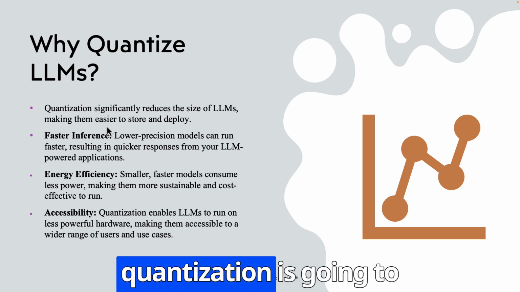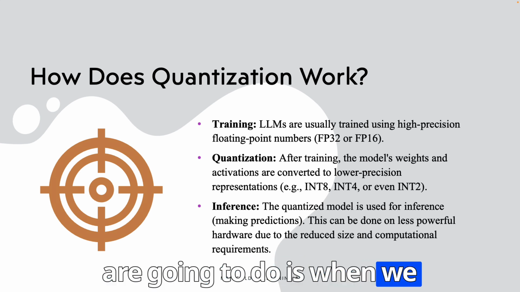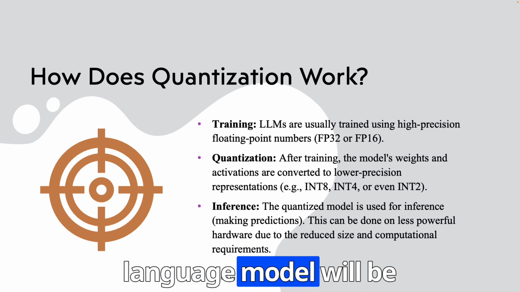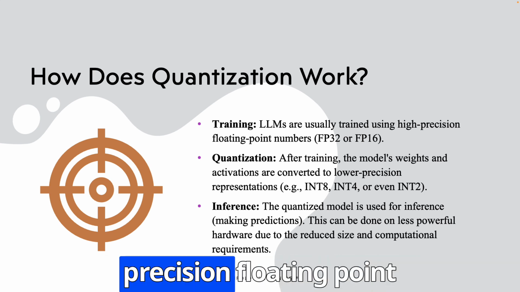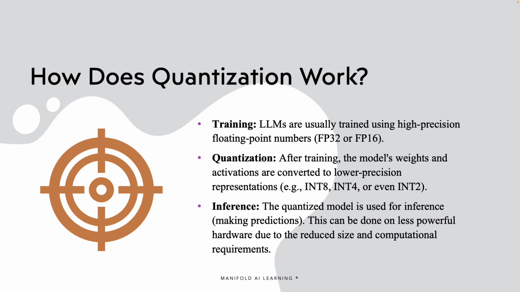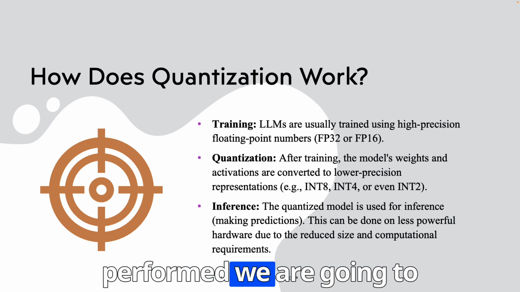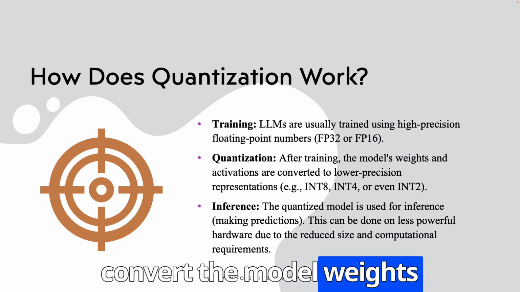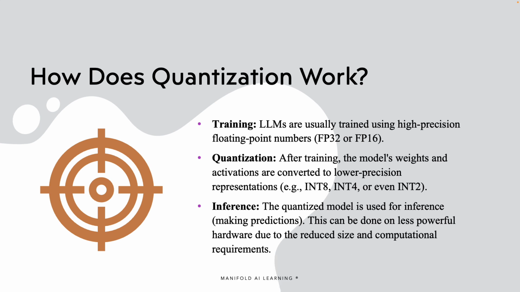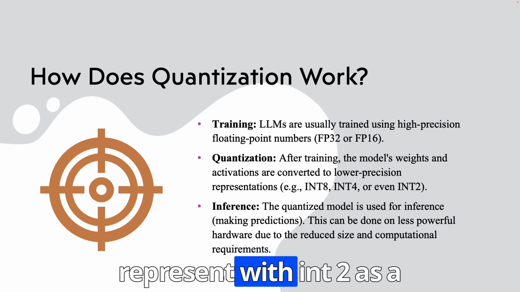Now, how is quantization going to work? When we talk about large language model training, the training is done with the help of high precision floating point numbers, that is, floating point 32 or 16. In the case of quantization, once the training has been performed, we convert the model weights and the activations to a lower precision representation. It can be int 8, int 4, and in some cases, we also represent with int 2.